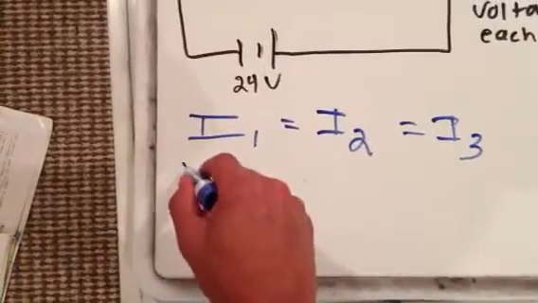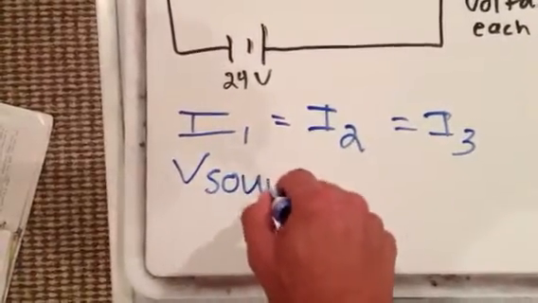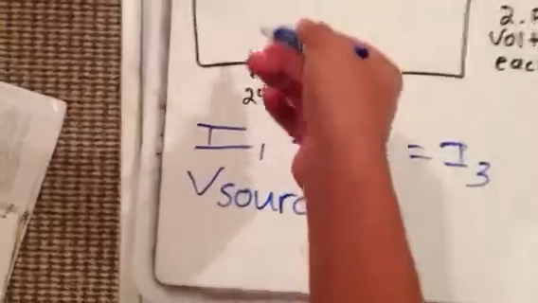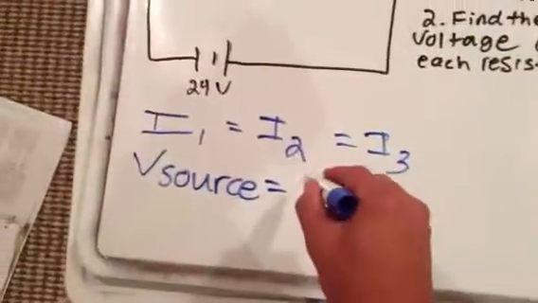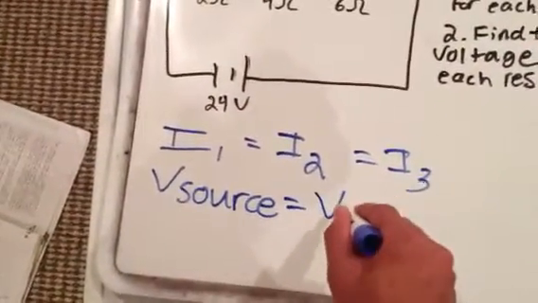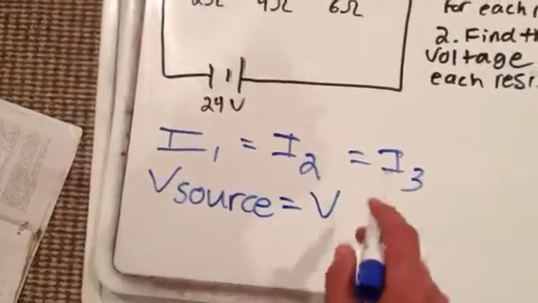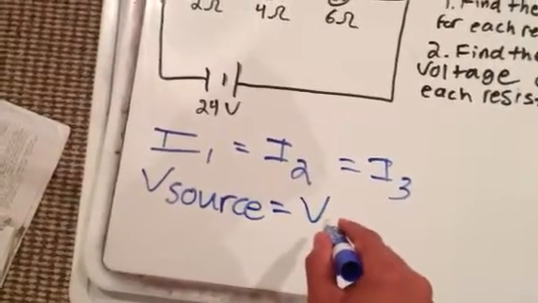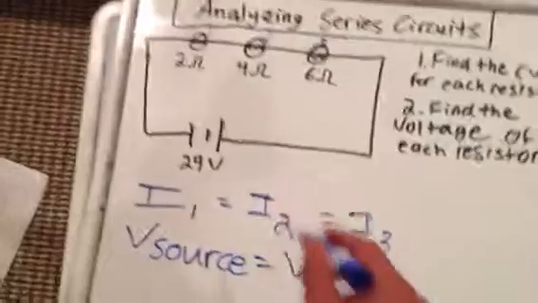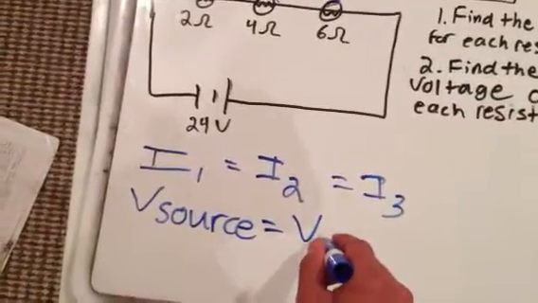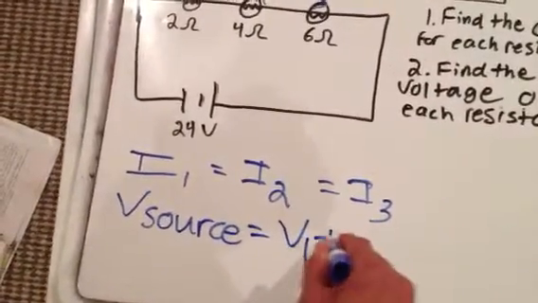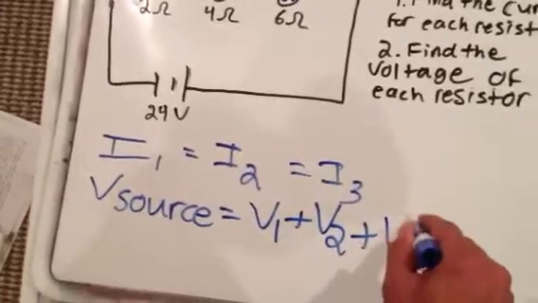We need to understand that the V source, or the battery, because the battery of course is the source for the circuit, is equal to voltage 1 plus voltage 2 plus voltage 3. I was still in a motion mindset there, but we're dealing with electrons here, so this is different.